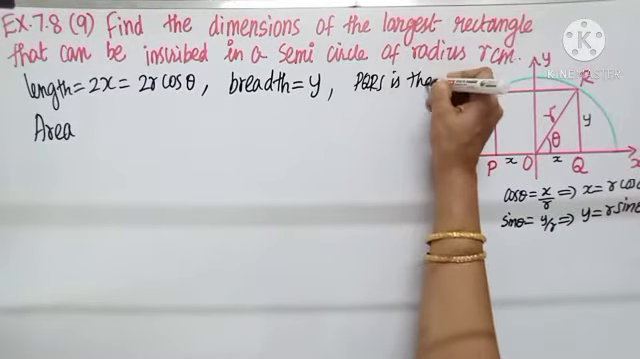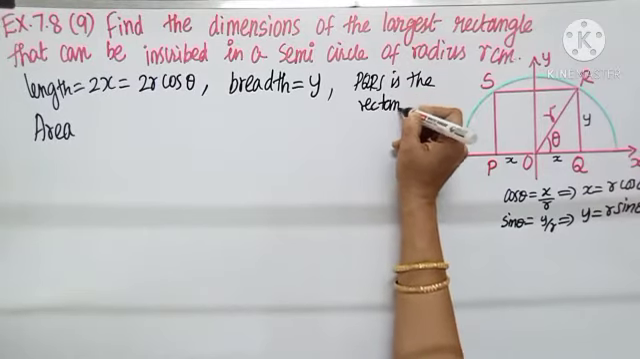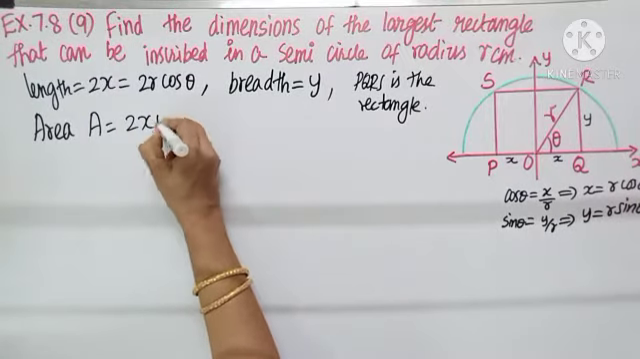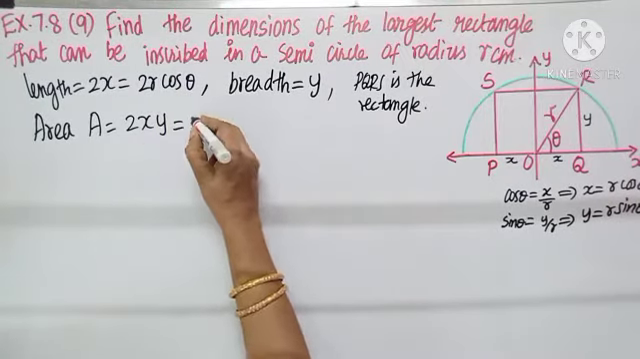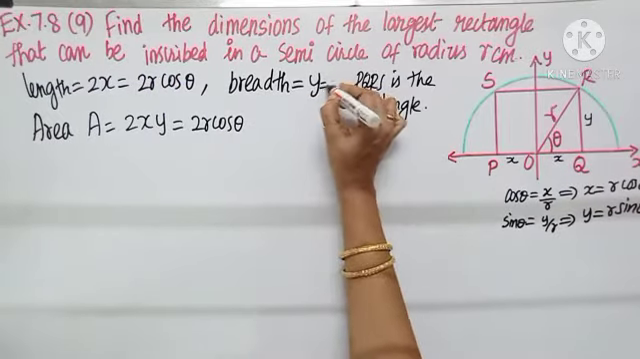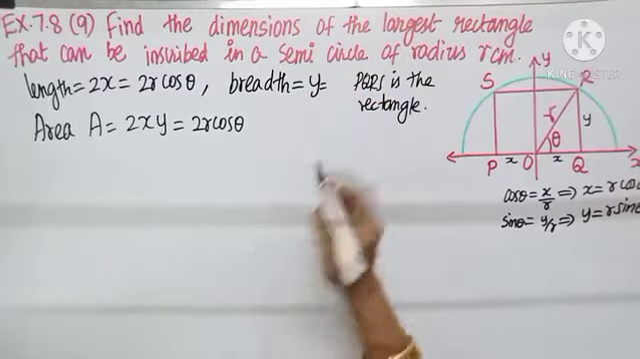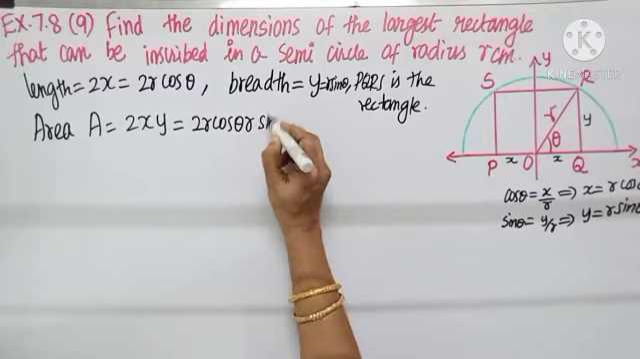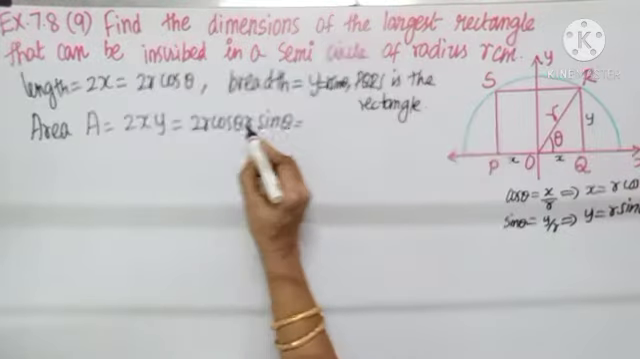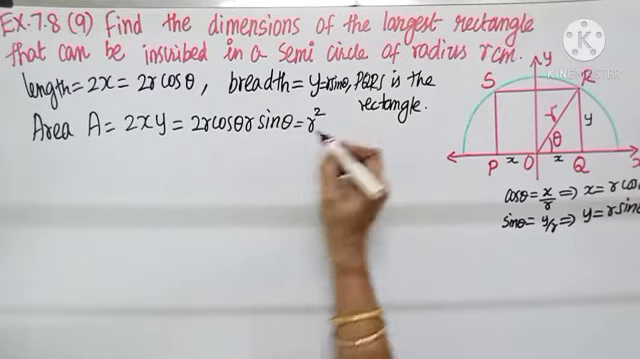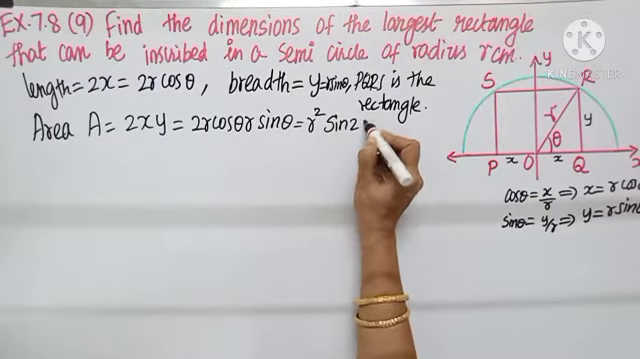PQRS is the rectangle. For area to be maximum, let us write A equal to length into breadth, 2x into y, or it is 2r cos theta into what is y actually? Y is r sin theta. So we will put r sin theta. R into r square, 2 sin theta cos theta is nothing but sin 2 theta.